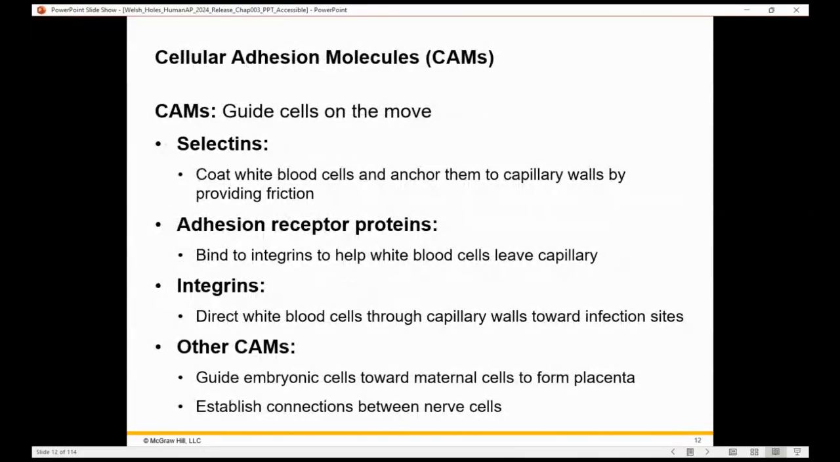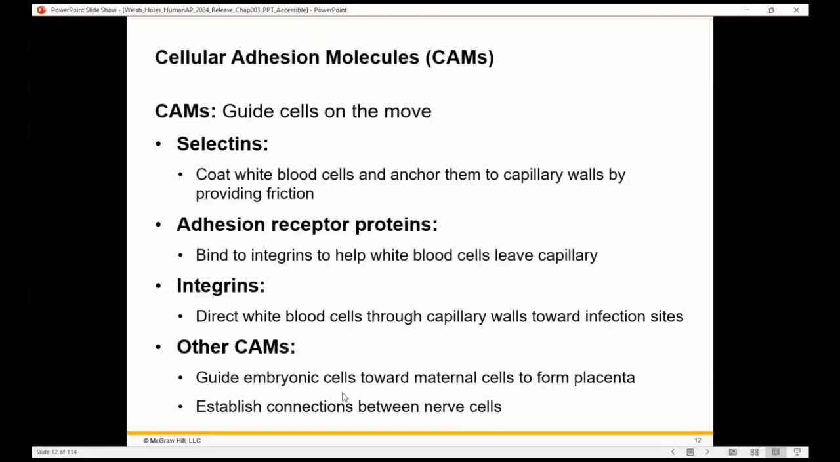Okay, cellular adhesion molecules, or CAMs. So CAMs guide the cells on the move. Selectins coat the white blood cells and anchor them to capillary walls by providing friction. Adhesion receptor proteins bind to the integrins to help white blood cells leave the capillary. The integrins direct white blood cells through the capillary walls toward the infection sites.